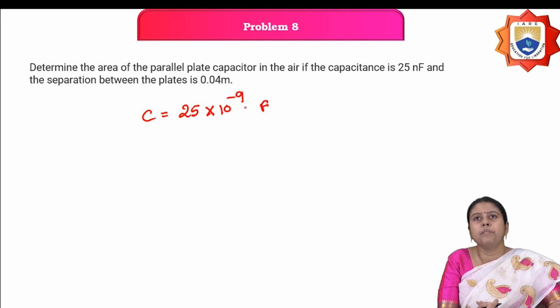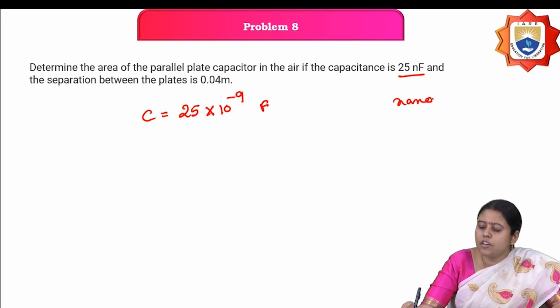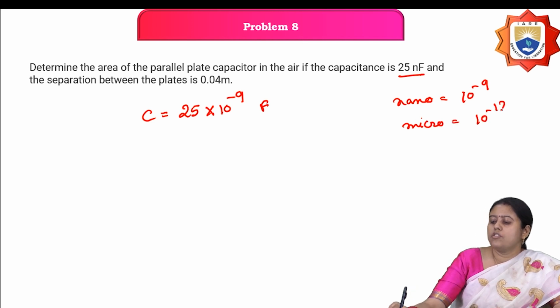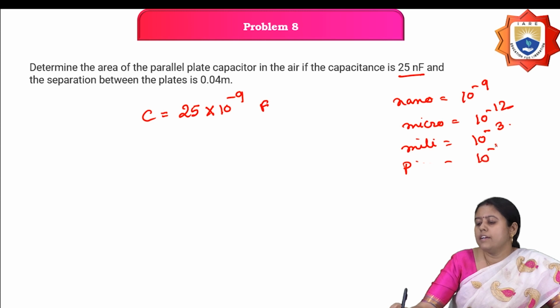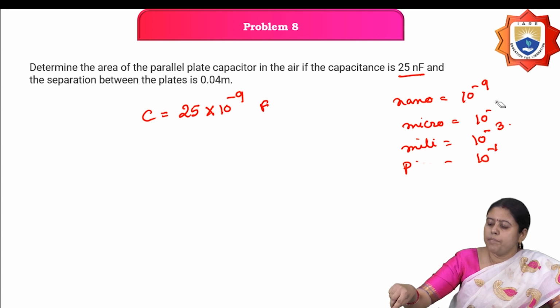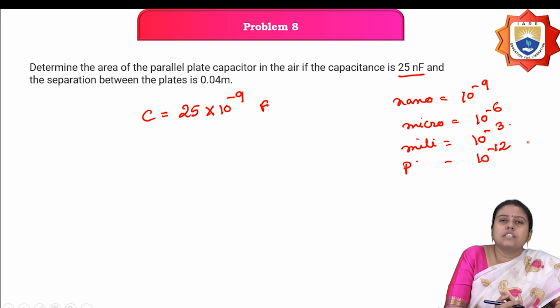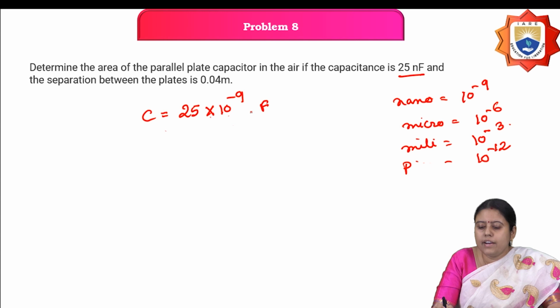Actually, in this type of problem, the main challenge is the units. Nano is equal to 10 to the power minus 9. Milli is equal to 10 to the power minus 3. Micro is equal to 10 to the power minus 6 and pico is equal to 10 to the power minus 12. So these are the main problem at the time of the GATE exam, to remember 10 to the power unit. So capacitance is equal to 25 into 10 to the power minus 9 farad.